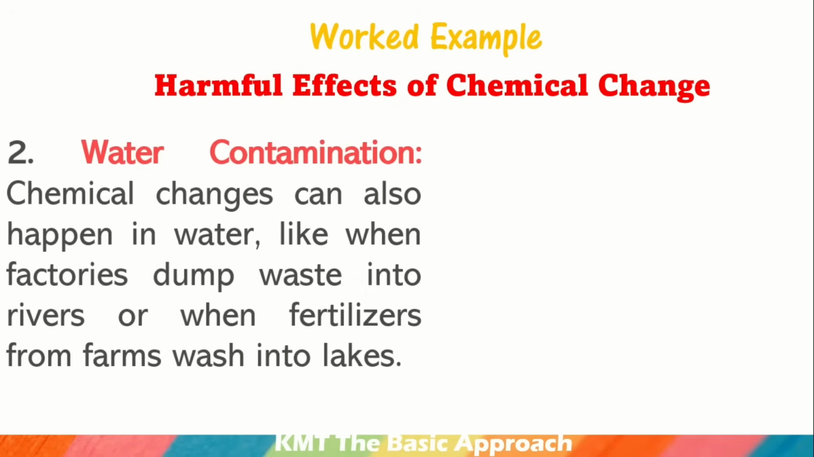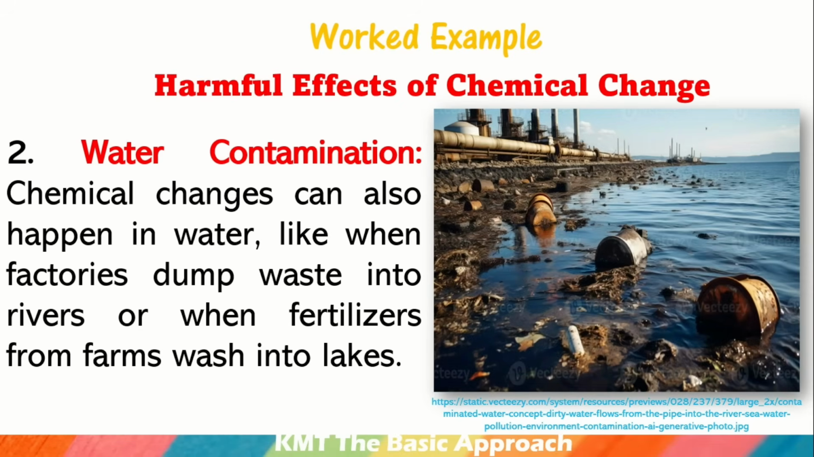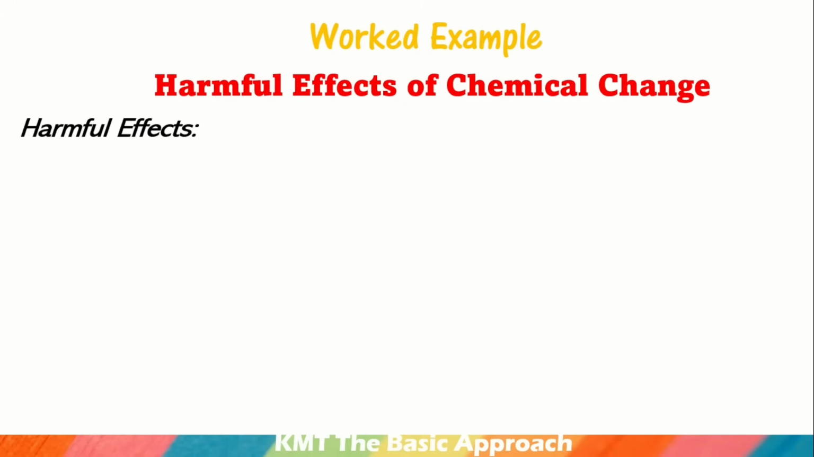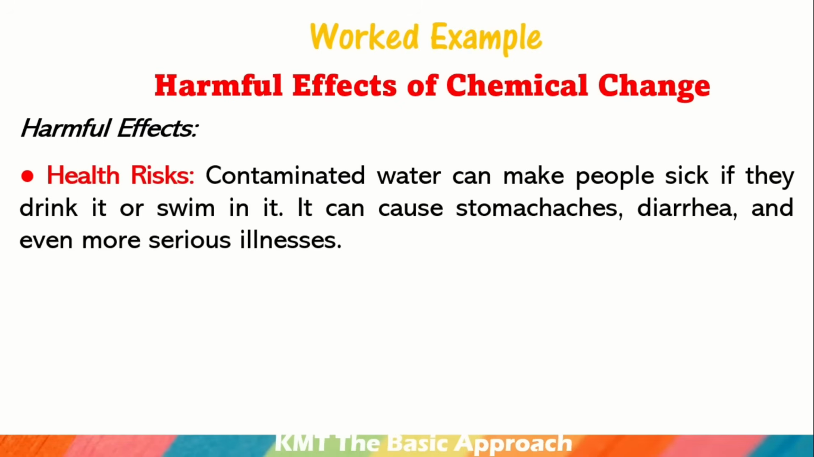Number 2, water contamination. Chemical changes can also happen in water, like when factories dump waste into rivers or when fertilizers from farms wash into lakes. Harmful effects. Health risk. Contaminated water can make people sick if they drink it or swim in it. It can cause stomach aches, diarrhea, and even more serious illnesses.